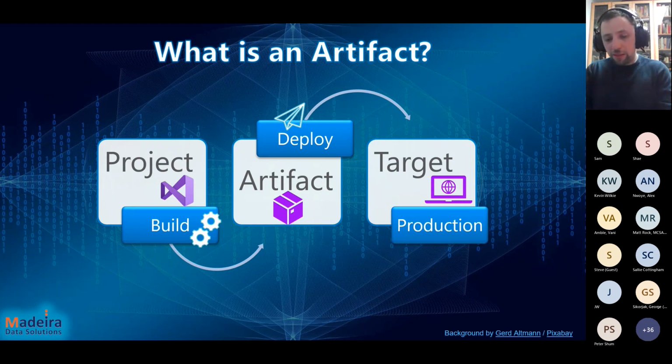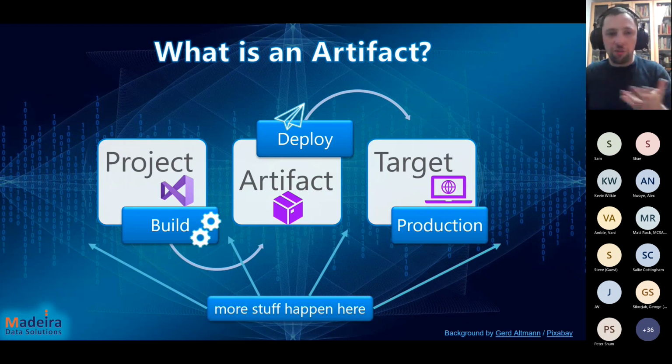These artifacts are basically that package that you take from your build folder, from your bin folder, and you deploy it to some kind of target environment. In between, more stuff could happen, if there are sophisticated processes, like tests and copies and whatever. But essentially, that is the basic, the main points of what is an artifact.